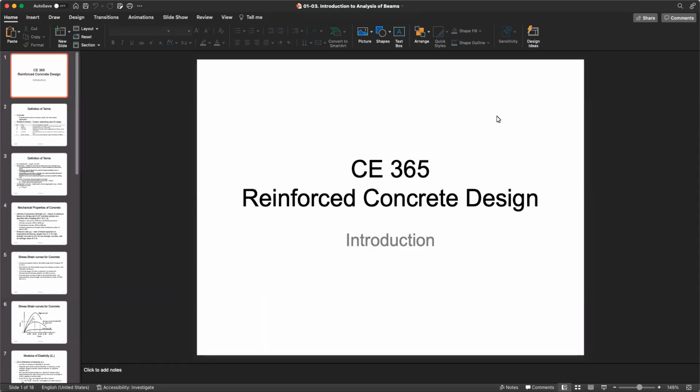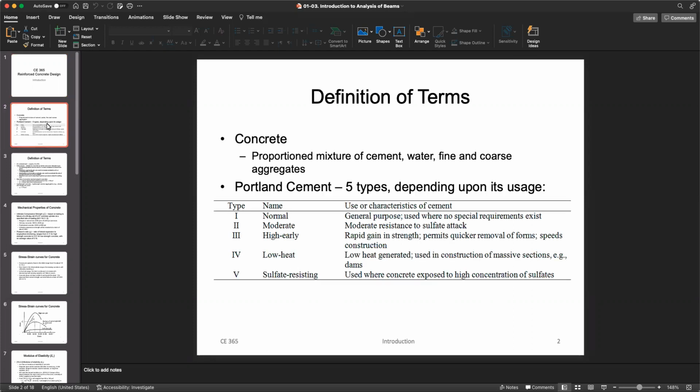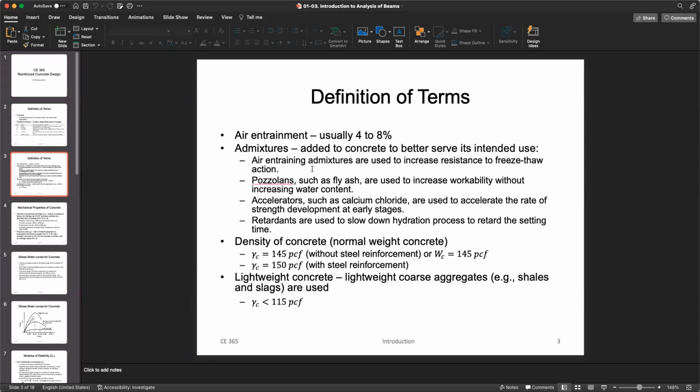All right, so let's continue our discussion. If you remember, we talked about the concrete components. We talked about the different types of cement, type 1 to type 5 all the way. We talked about different characteristics of concrete and what is an admixture, a new agent or new component that can be added to concrete for different reasons. Talking about the density of concrete, normal weight concrete, lightweight concrete, we defined what their intervals are, all right?